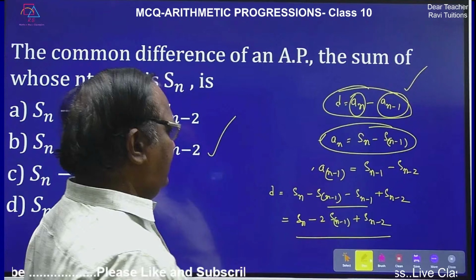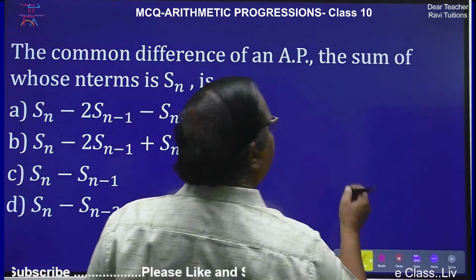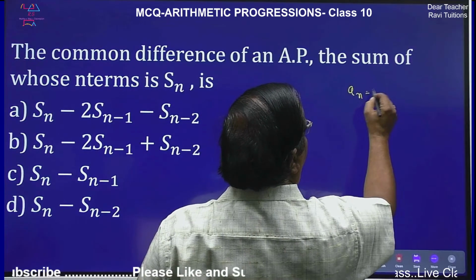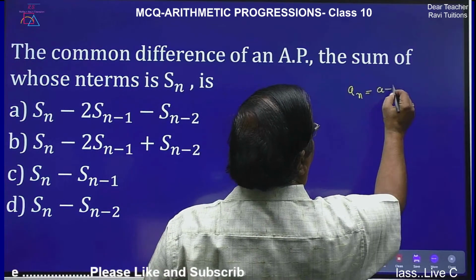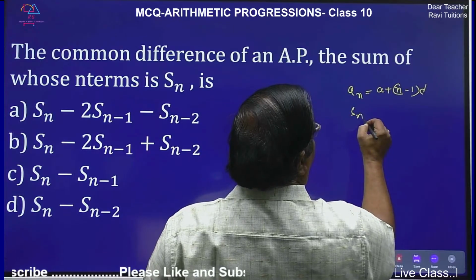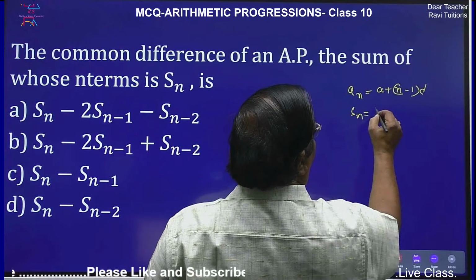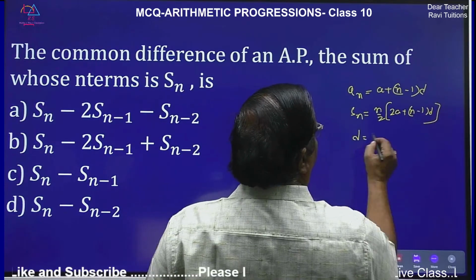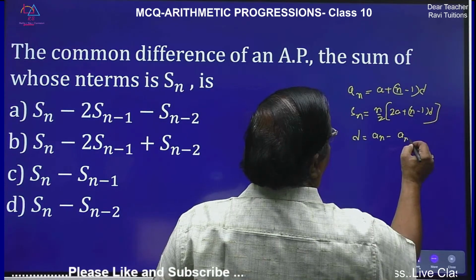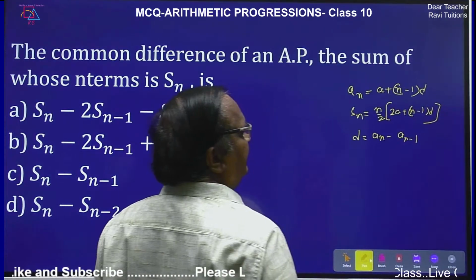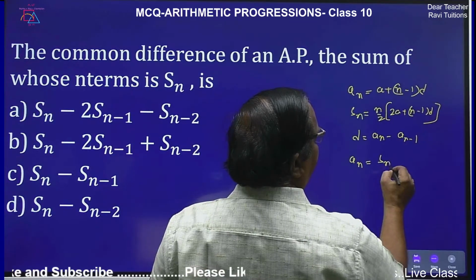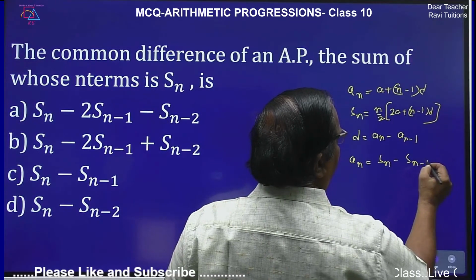So now let me give you the formulas here. An is a plus n minus 1 into d. Sn is n by 2 into 2a plus n minus 1 into d. d is an minus an minus 1. And an is equal to Sn minus Sn minus 1. That's it.